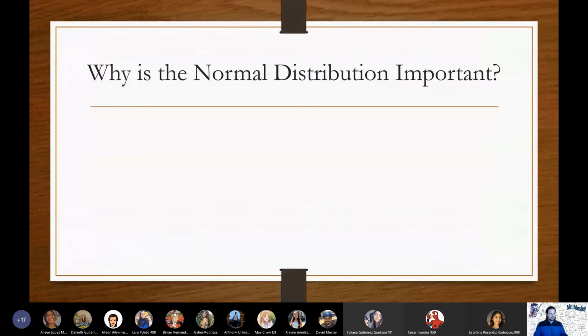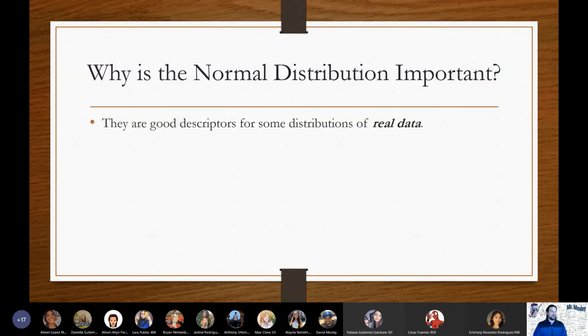All right, so why is this normal distribution important? Well, I'll tell you. They're good descriptors for some distributions of real data. Isn't that convenient? Such as scores on tests taken by many people, like the SAT or IQ tests. When we compile all that data, we usually will get something that is very well described by a normal distribution or a normal curve.